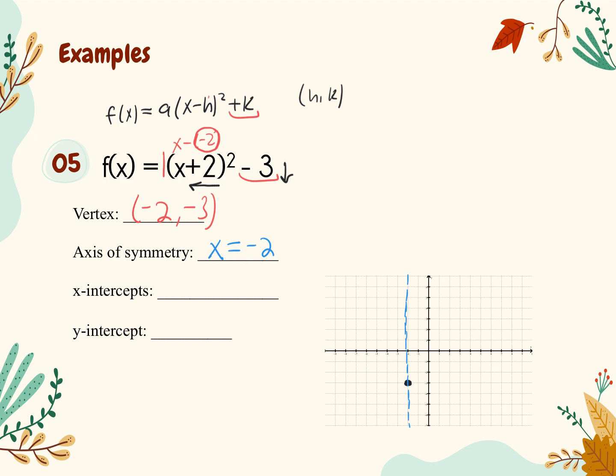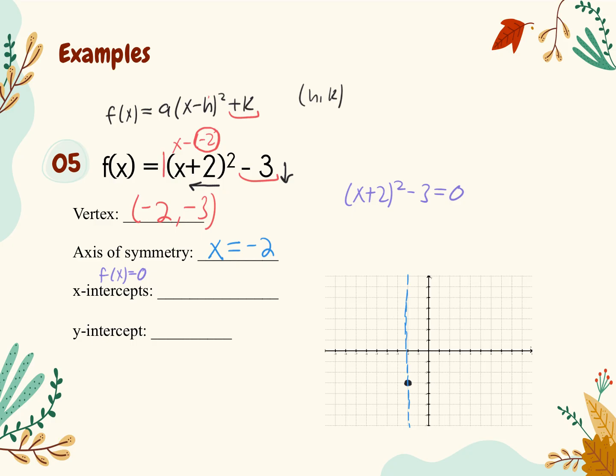Finding the x-intercepts, you're going to set your function equal to 0. All right, so let me say this, right? So it's going to be f of x equals 0. So I'm going to take your function, right? So this one, x plus 2 squared minus 3. And you're going to set that equal to 0, right?